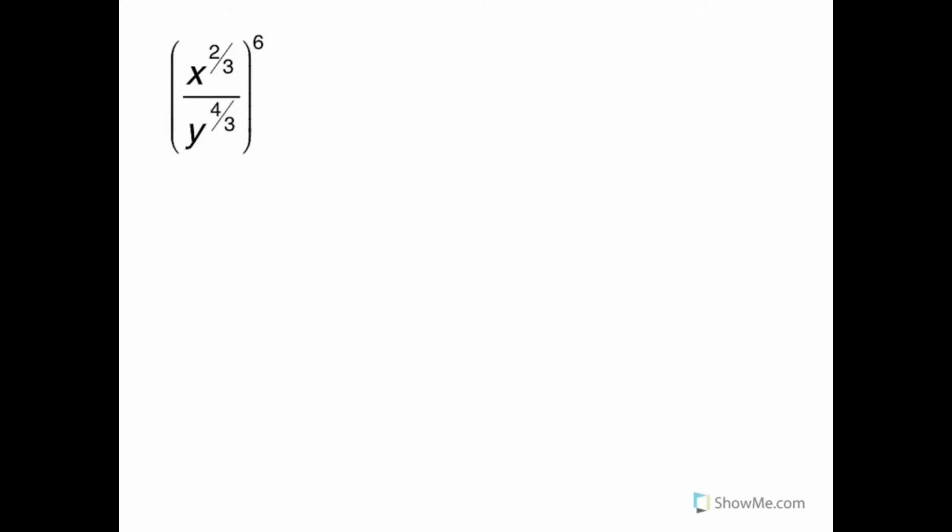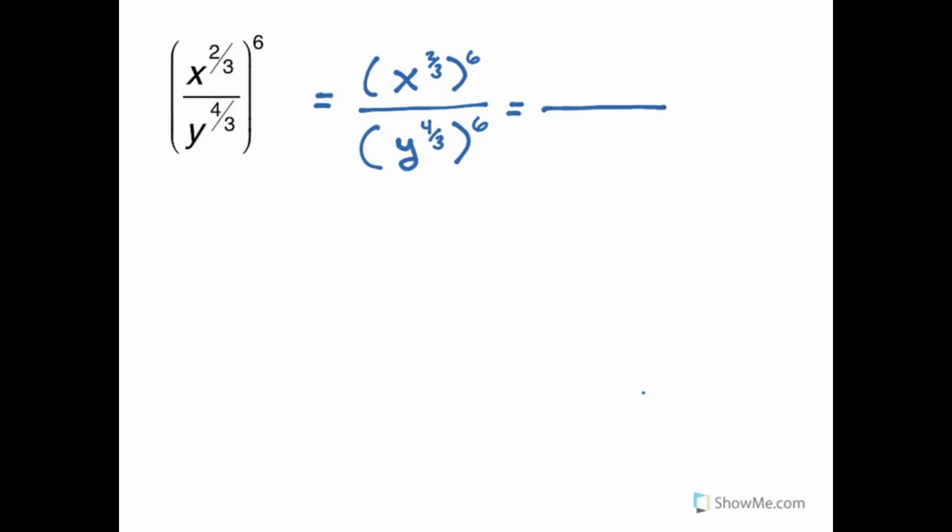To simplify this division, x to the 2/3 divided by y to the 4/3 all to the 6th power, I'm going to split that 6th power over the numerator and the denominator. They each have their own 6th power. So x to the 2/3 is to the 6th power and y to the 4/3 is to the 6th power. Well, when I raise a power to a power, I multiply the exponents. So in the numerator, I have 2/3 times 6, and in the denominator, 4/3 times 6.